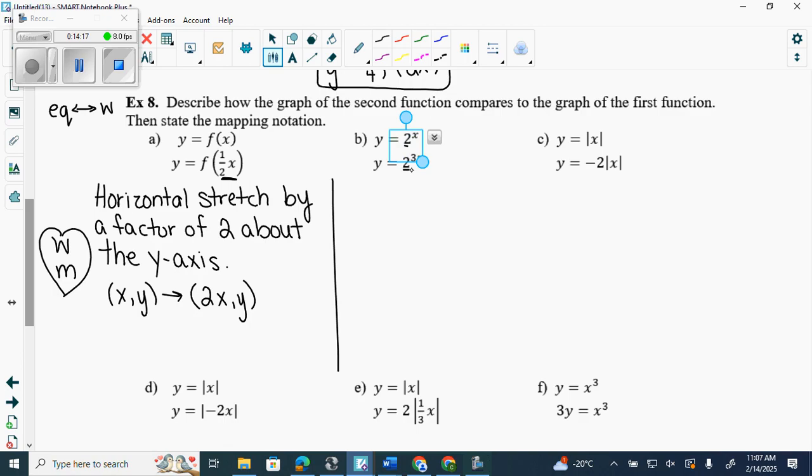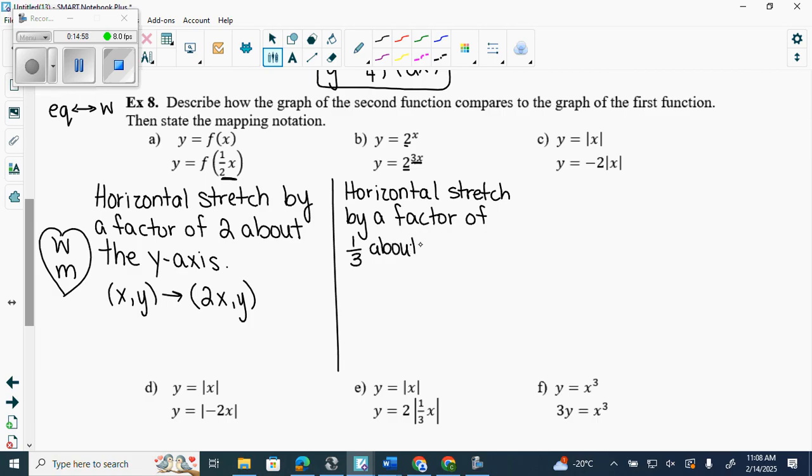This is an exponential function. You don't even know that. That doesn't matter. What matters is we discuss what's different between them. Okay? The only difference is this 3 beside the x, which is with the x, correct? If we have a 3 with the x, and it's in front of the x, it's a horizontal stretch by a factor of, we're going from equation to words, so we're going over the arrow. So it's a factor of what? 1/3. Always about the opposite. So it's about the y-axis.